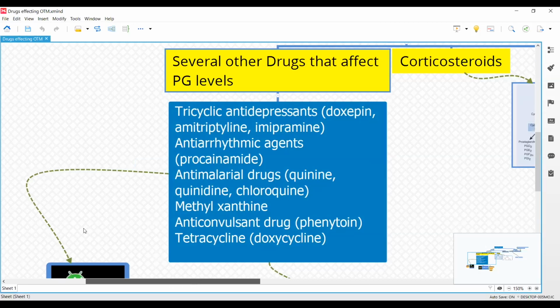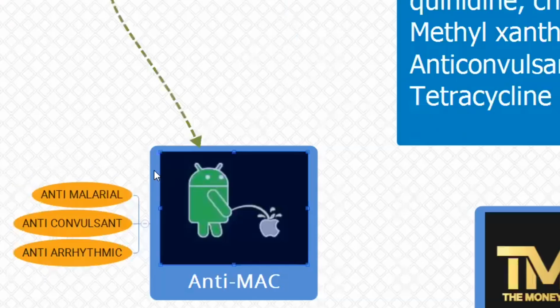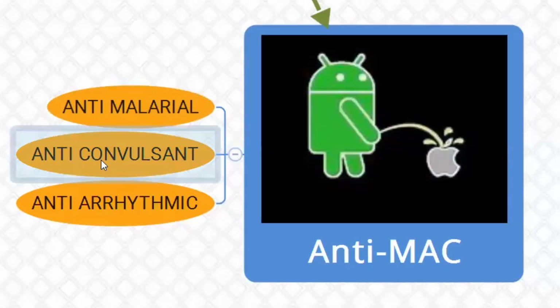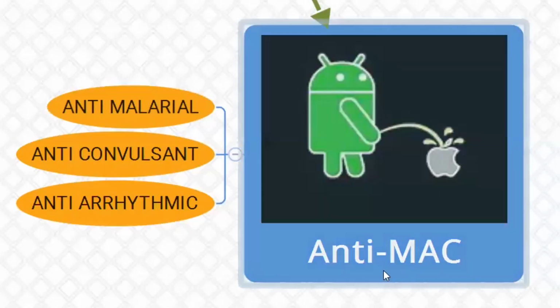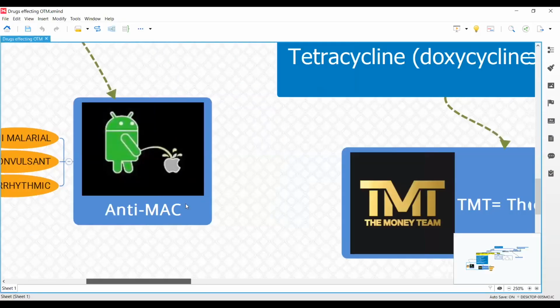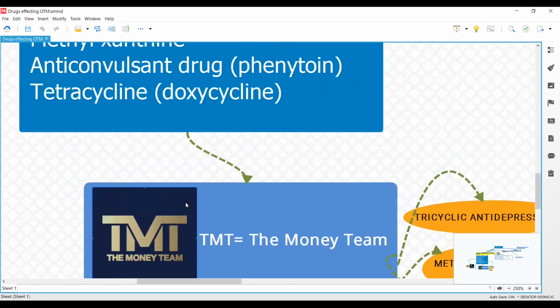Anti-MAC means: anti, M for antimalarial drug, A for antiarrhythmic drug, and C for anticonvulsant drug. Anti-MAC, you see the picture over here: antimalarial, anticonvulsant, and antiarrhythmic drug. So now we come to the other 3 drugs. You have 3 other classes.